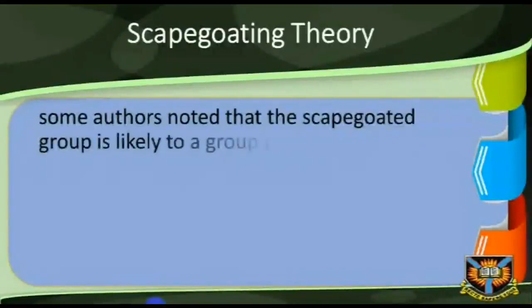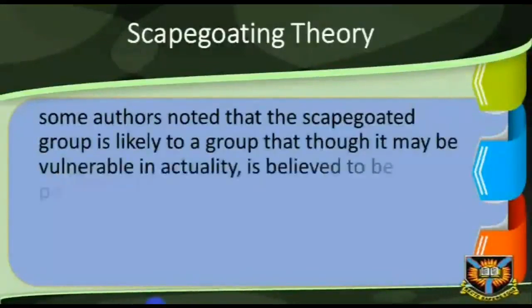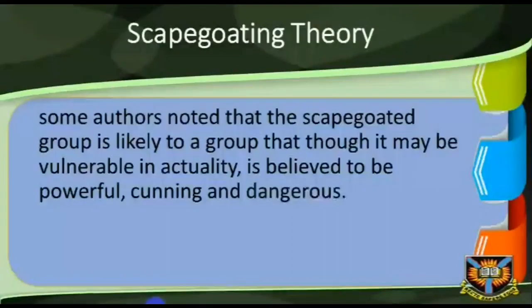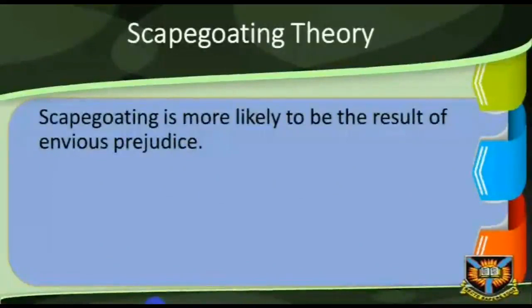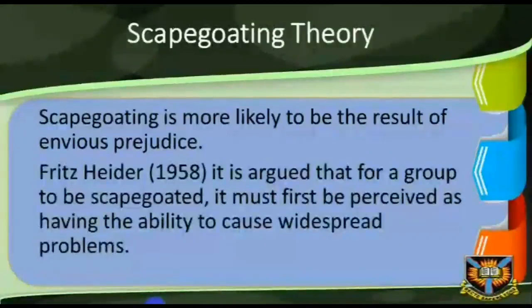For example, some authors noted that contrary to Freudian theory, the scapegoated group is not likely to be any minority that happens to be vulnerable and helpless, but rather a group that, though it may be vulnerable in actuality, is believed to be powerful, cunning, and dangerous. Scapegoating is more likely to be the result of envious prejudice. This would imply that the process of scapegoating is a conscious cognitive process and not an unconscious psychodynamic process.